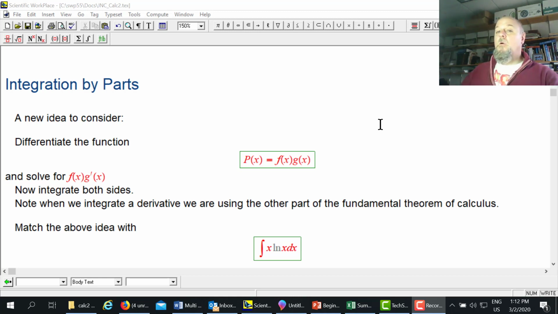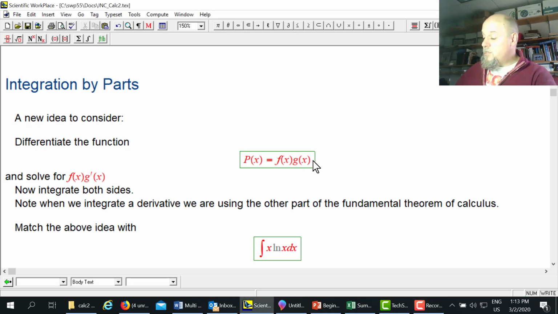In a nutshell, we can think of integration by parts as integrating, or undoing, the product rule. So let's take a look at how we would get into that. Let's think about differentiating using the product rule. So I'm going to differentiate the function p of x, which is a function f times g.